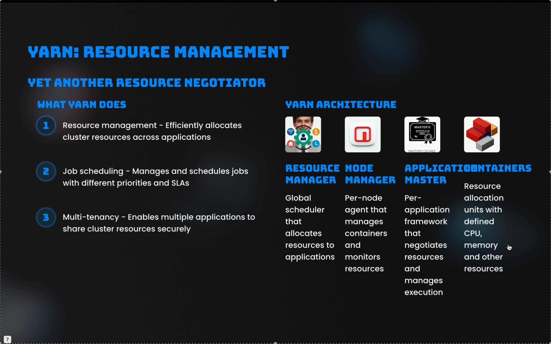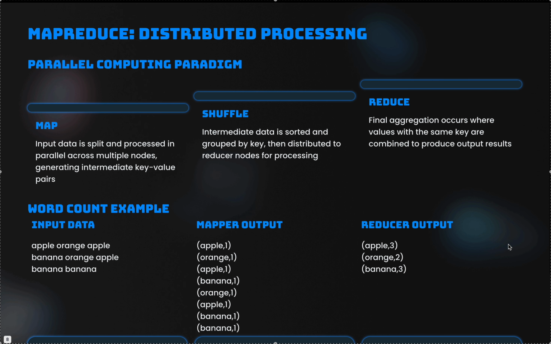YARN, resource management. YARN stands for Yet Another Resource Negotiator. While HDFS stores data, YARN manages system resources and schedules tasks. It has two major components: the resource manager that decides how resources are allocated, and the node manager that monitors and manages each node. YARN ensures that all jobs running in the cluster get proper resources without conflict.